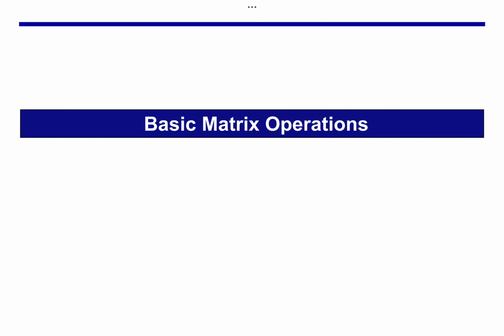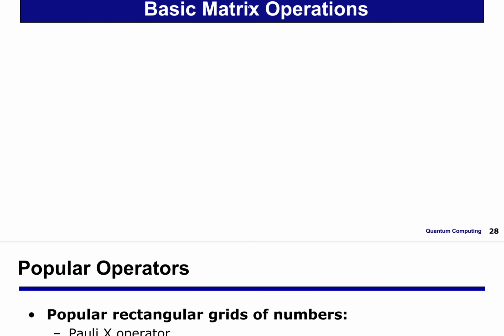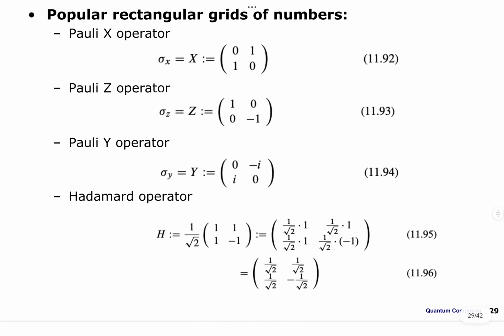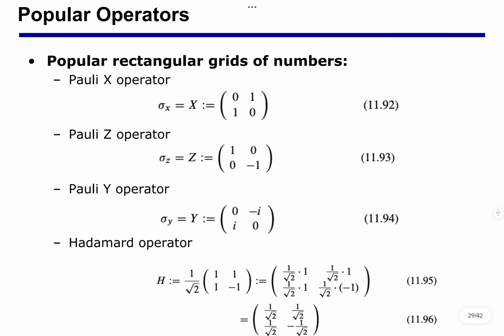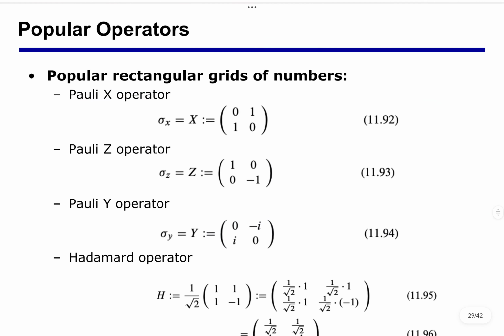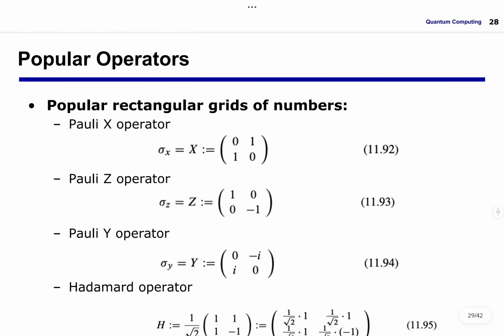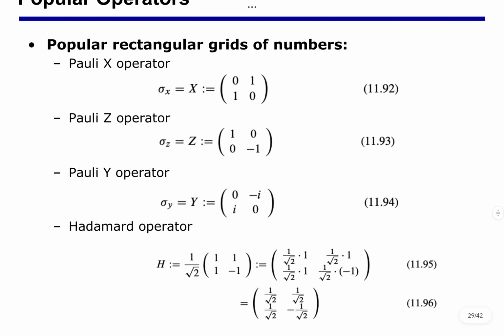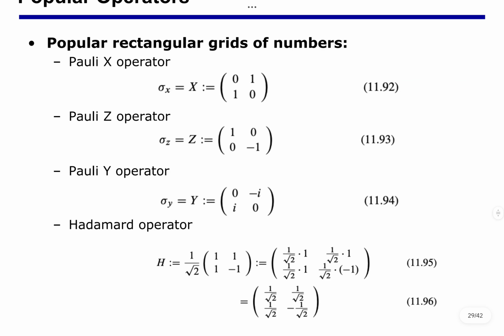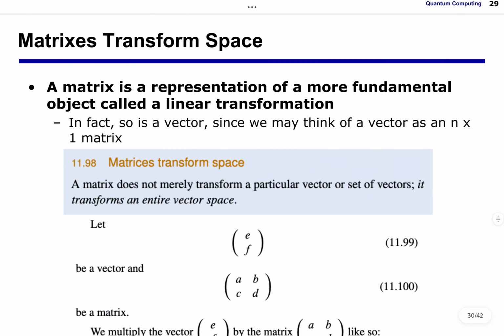There are some basic matrix operations. Basic matrix operations involve the Pauli matrices: Pauli X, Pauli Y, Pauli Z. I think these are some representations we need to remember. We need to recognize the Pauli operators.